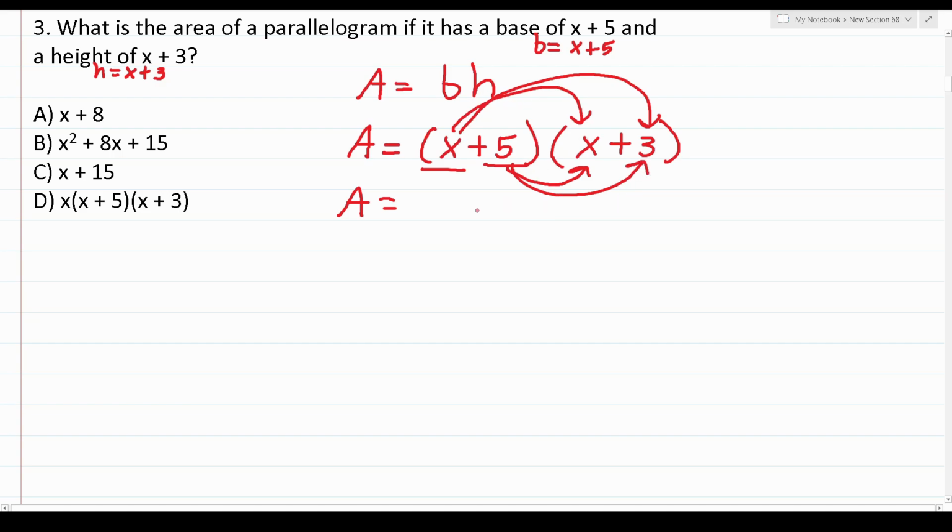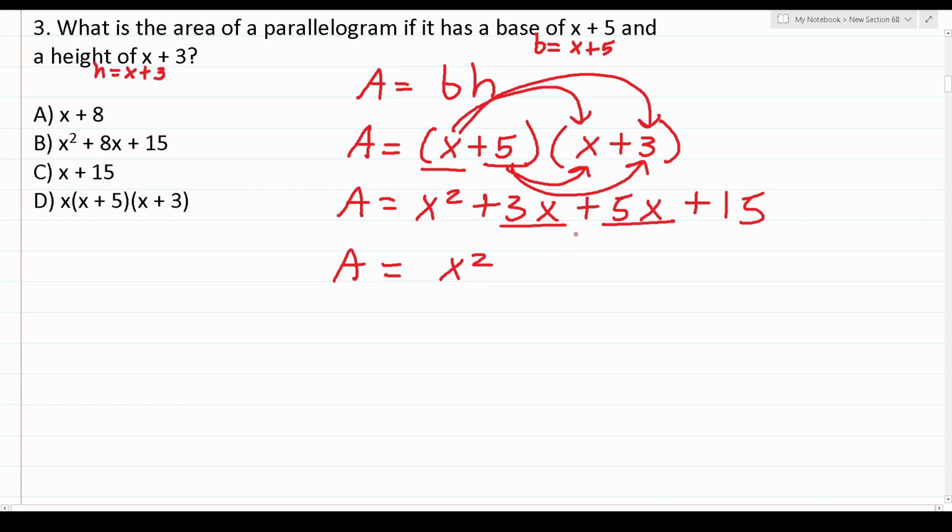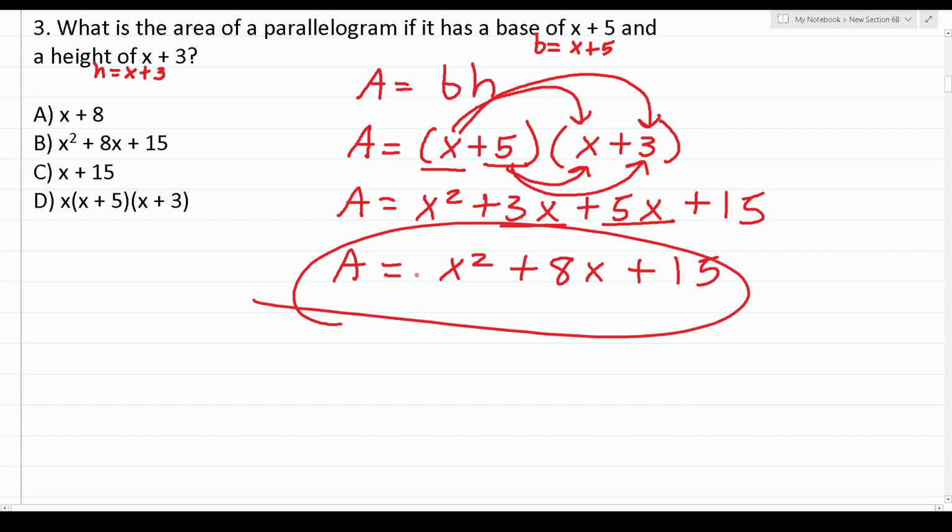As you can see, we have x times x to start, which is x squared. Then we have x times 3, which is 3x, so this is plus 3x. Then we have 5 times x, which is 5x. And then 5 times 3, which is 15. All we have to do now is combine our like terms. Again, there's no like term of x squared here, so we'll just drop that down. 3x and 5x are like terms, so we'll add those. 3x plus 5x is 8x, and then just plus 15. All right, so the answer to this one is x squared plus 8x plus 15, which is answer choice B.